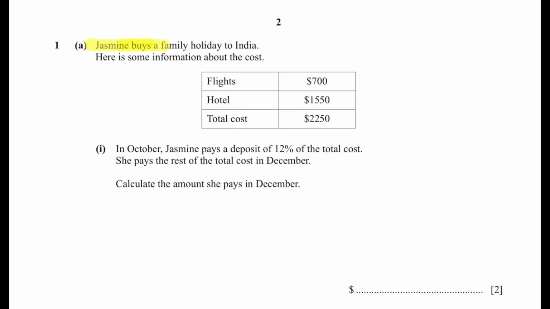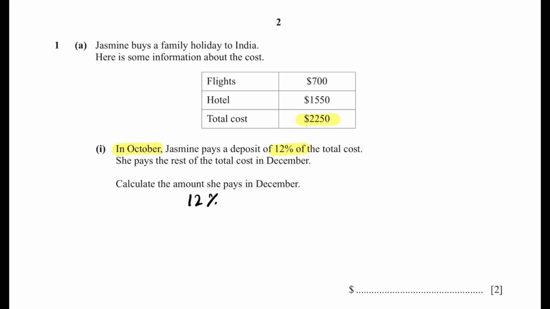Jasmine buys a family holiday to India. There is some information about the cost. Flight cost $700, hotel cost $1,550, and then total cost is $2,250. In October, Jasmine pays 12% deposit of the total cost. She pays the rest of the total cost in December. Calculate the amount she pays in December.